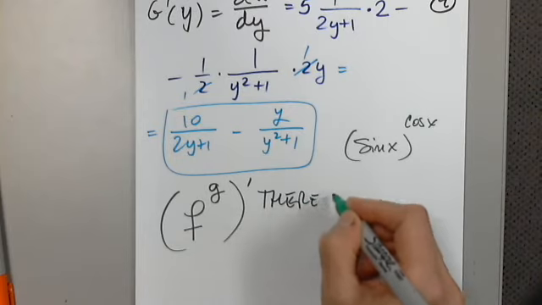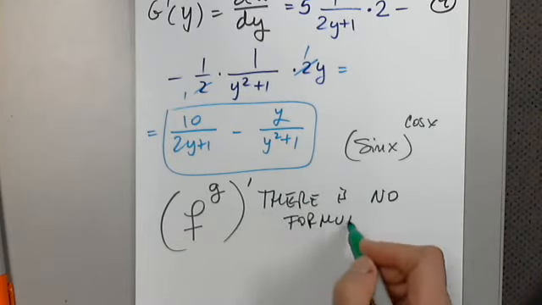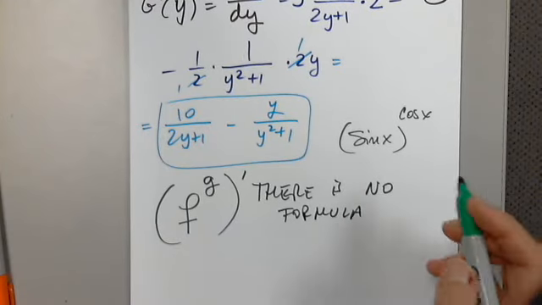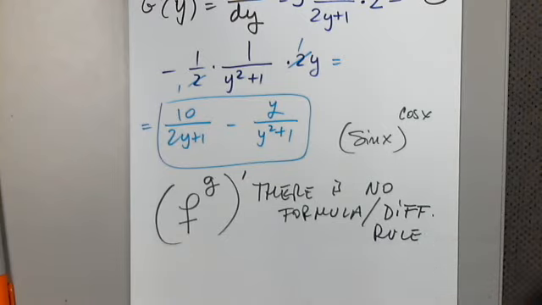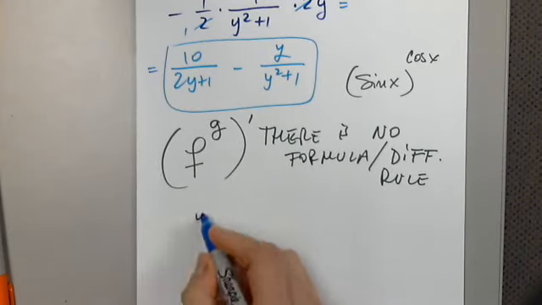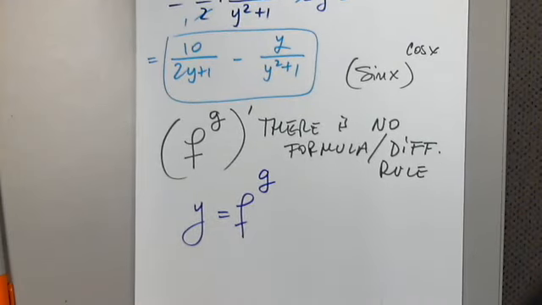There is no formula or differentiation rule, diff rule, for something like this. There is none. We can still differentiate, but first we have to denote it by y. So y is a function raised to another function. Since there is no rule, what do you think I'm going to do to both sides?